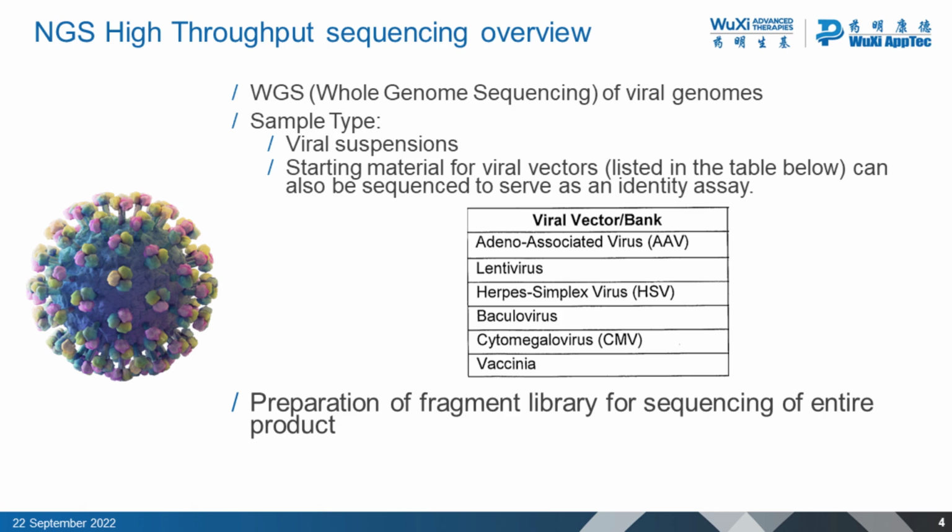As far as the sample types are concerned, we can sequence cell banks, we can sequence viral suspensions, we can sequence the helper material used to manufacture these viral material, and we can also sequence master cell banks, working cell banks, end of process cycle cell banks. We have the ability to help the clients sequence their whole pipeline for manufacturing of cell and gene therapy products.